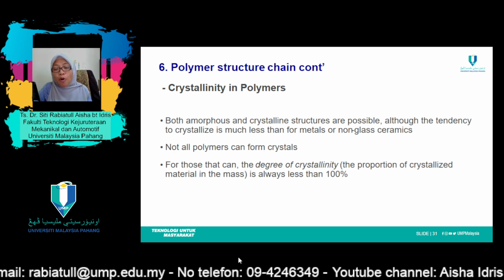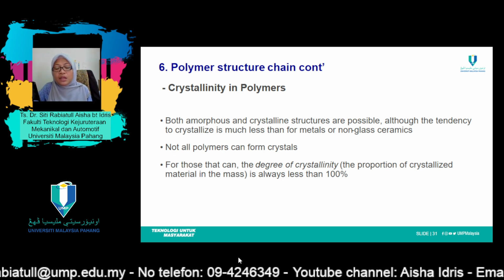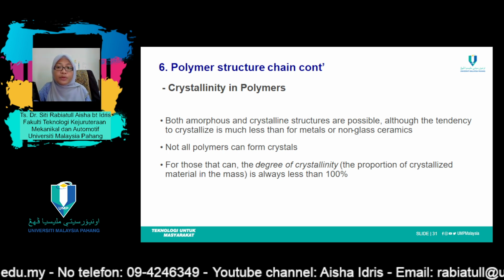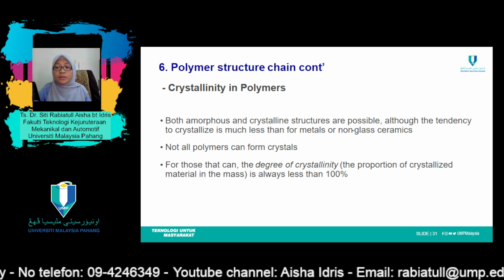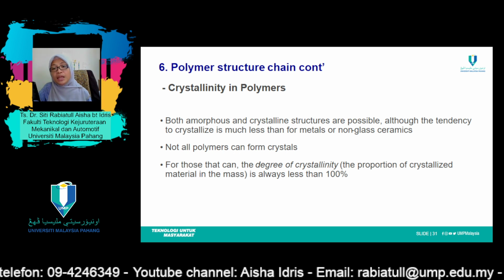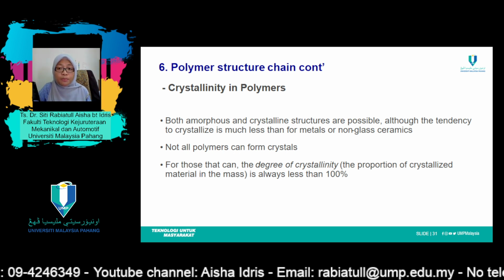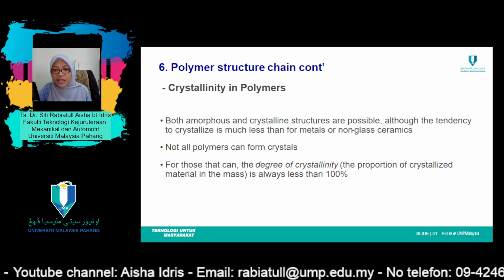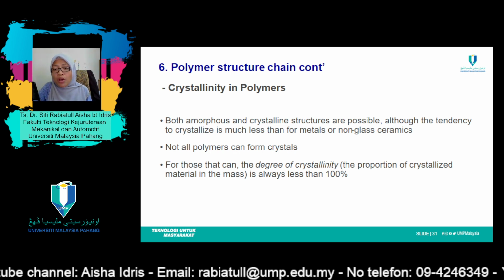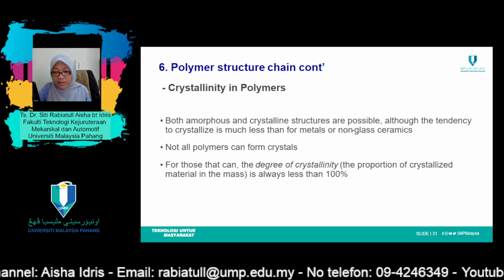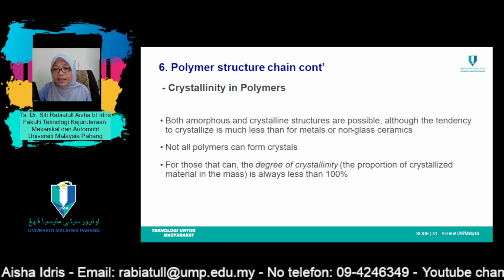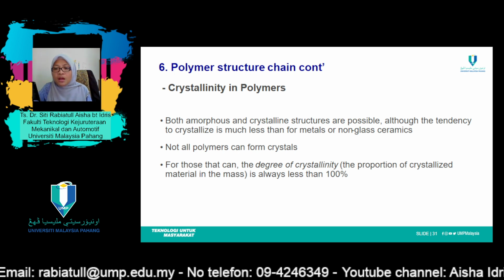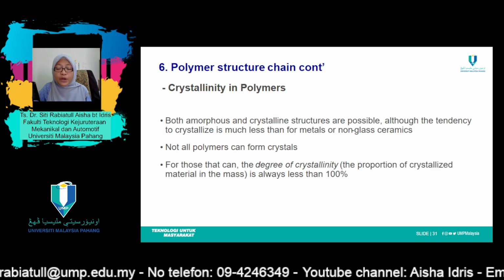You see, polymers also have their own crystal structure, and both amorphous and crystalline structures are possible in polymers, not necessarily in metal only, but polymers can also have both types of crystallinity. However, not all polymers can form crystal. For those that can, the degree of crystallinity is always less than 100%.